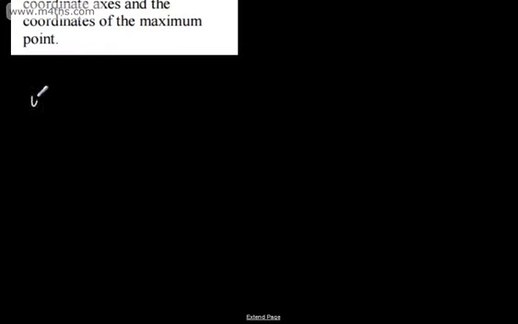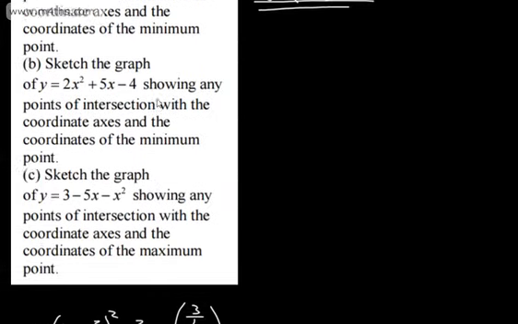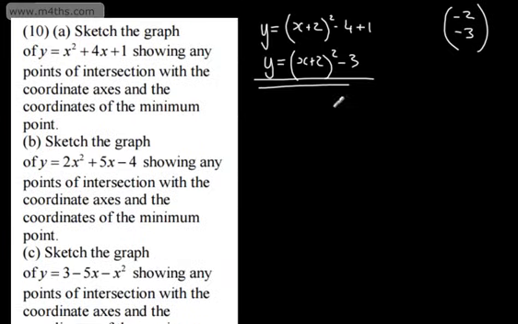Let's say we've got y equals x minus 3/4 all squared plus 2/3. The vector we would move this is 3/4 and then 2/3. We would move now to the right by 3/4 and we'd move up by 2/3. So let's now consider that this is our minimum point. The coordinates of our minimum point are going to be negative. They're going to be on here: -2, -3.